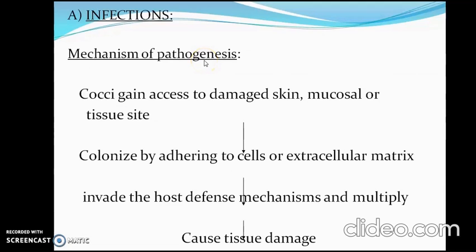Let's see the mechanism of pathogenesis in infections. In this, the cocci will gain access to the damaged skin, mucosal or tissue site, and they will colonize there by adhering to the cells or extracellular matrix. They will evade the host defense mechanisms, and they will continue multiplying there, and at last they will cause tissue damage.